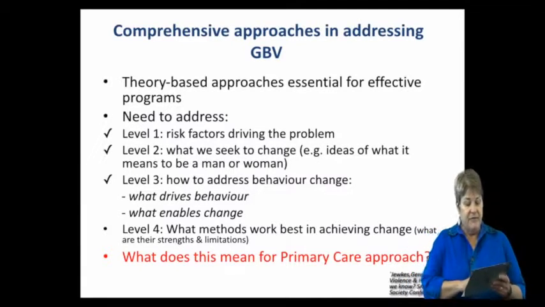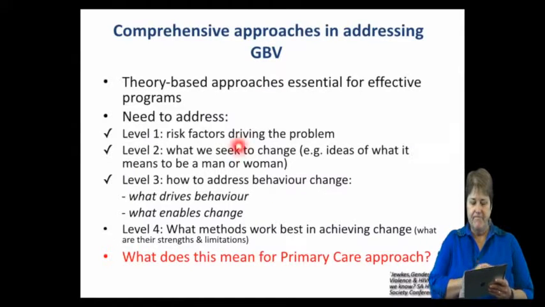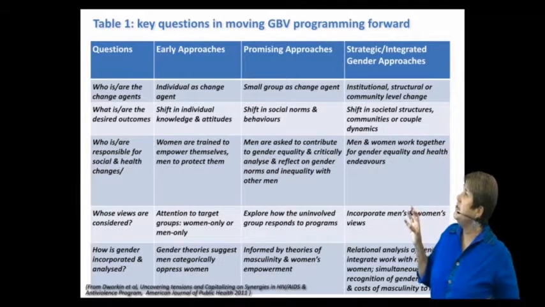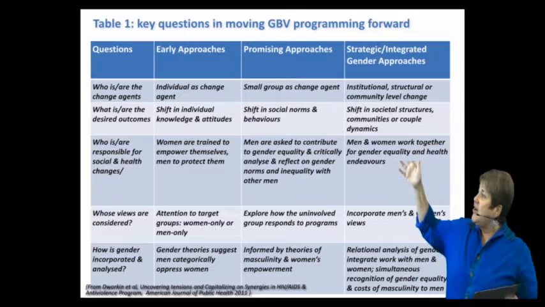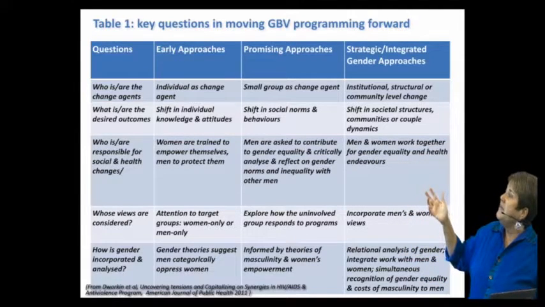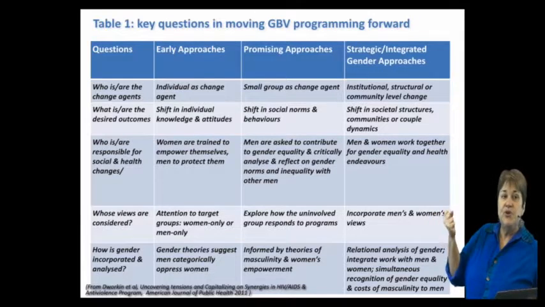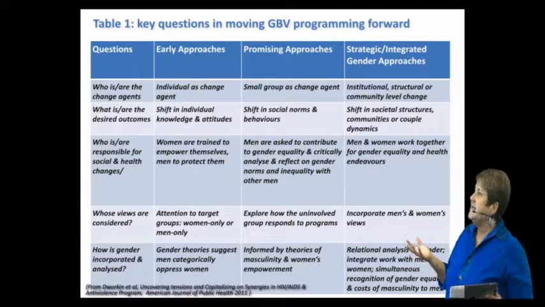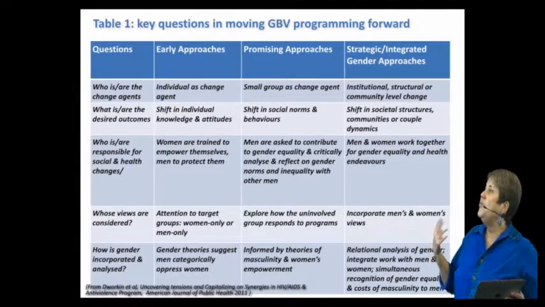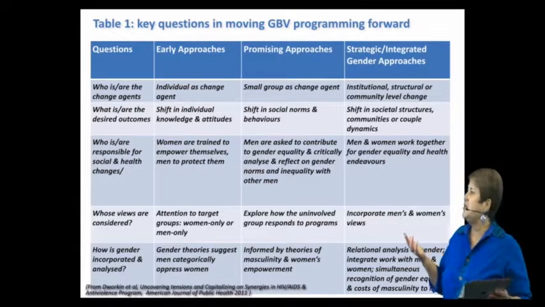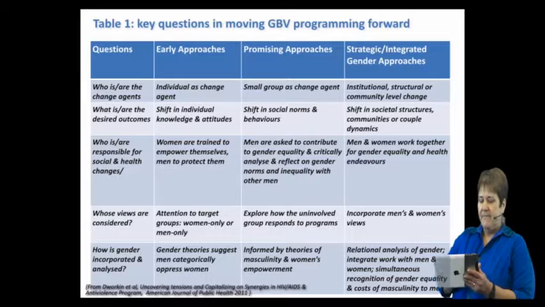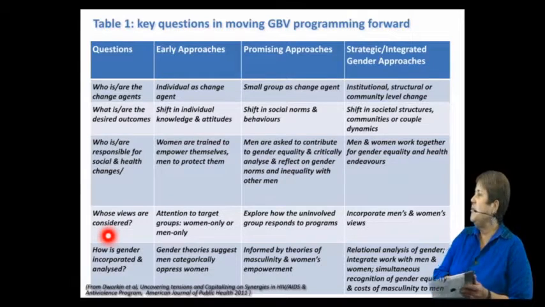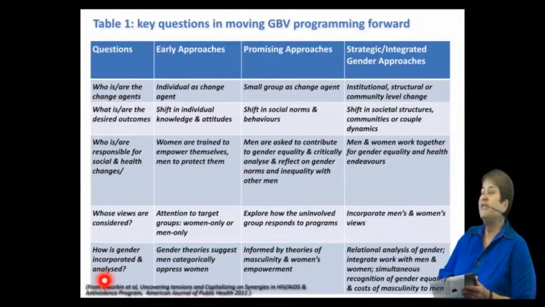We might want to look at a number of different levels. So this is just a table, and I'm not going to go through it in great depth. But first of all, we need to ask a number of questions. Like, for example, who are the change agents? In other words, who do we want to target who are going to help us to bring about change? What are our desired outcomes? Who are we going to make responsible for the social and health changes? Whose views need to be considered? So, who do we need to take into account? How do we incorporate gender?